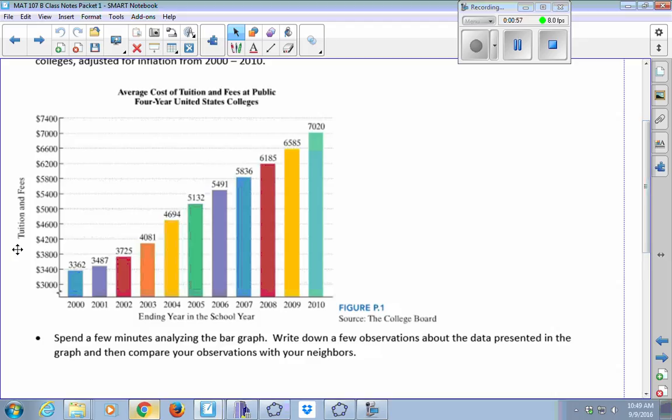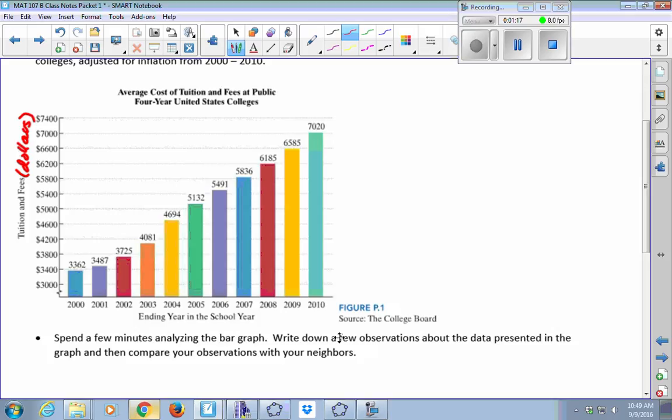Notice that each axis, the vertical axis has a label and the horizontal axis has a label. The only thing that is missing from here, as far as I'm concerned, is on tuition and fees. You always like to see the unit, so I would put something like this, dollars, after it.